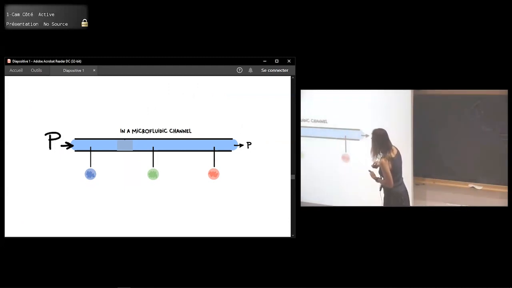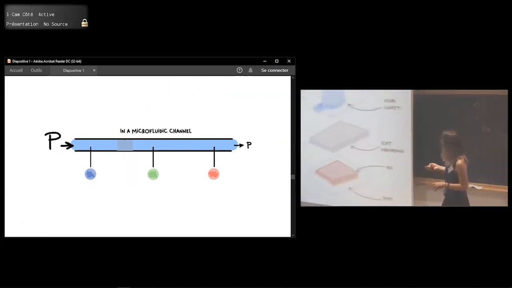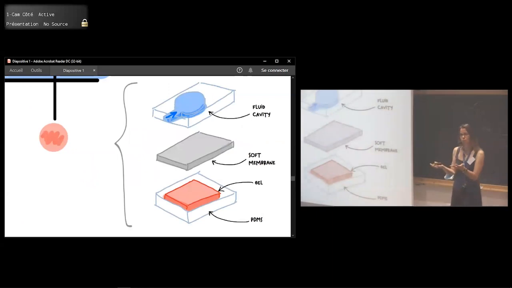We have these small sensors on the side of the channel. And the principle is the following. We will take the gel, we will embed the gel in some kind of PDMS pool, and then we will cover the gel with a soft membrane because we want to separate the gel from the flow in the channel.